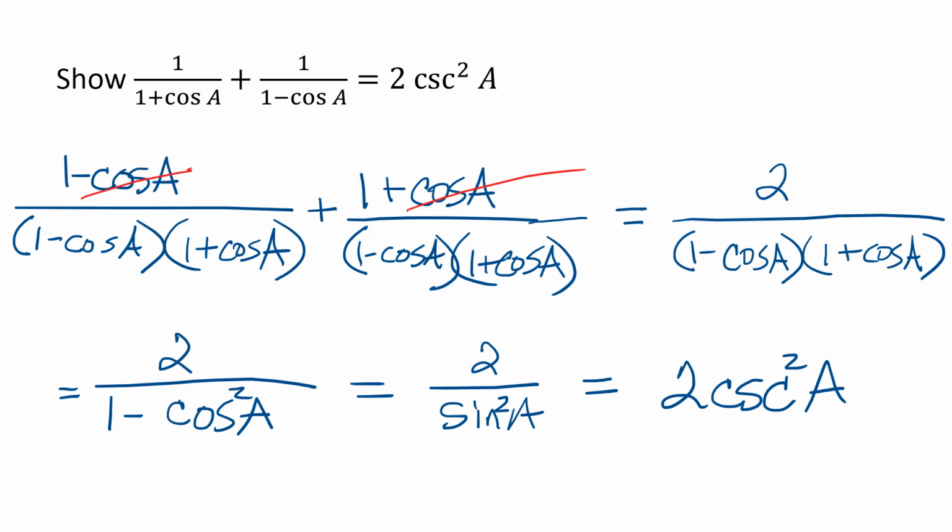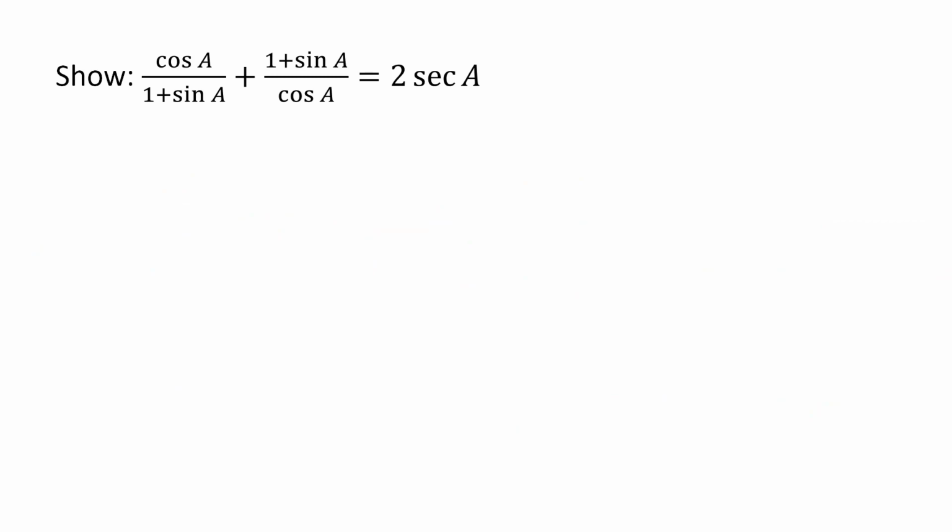All right, moving on. Here's another one. So again, this looks like a situation where I want to get a common denominator. So I'm going to multiply that first fraction by cosine A over cosine A. I'm going to multiply the second fraction by 1 plus sine A over 1 plus sine A because I need that in my denominator.